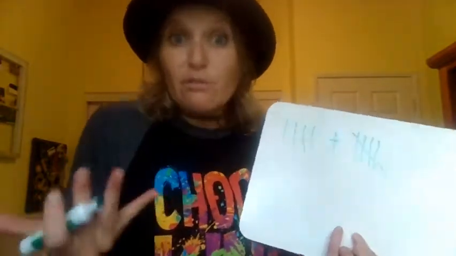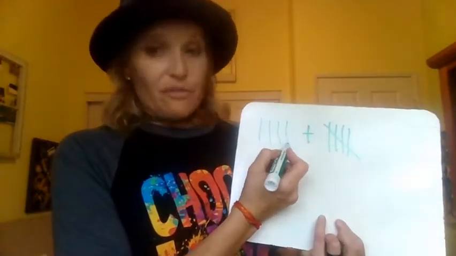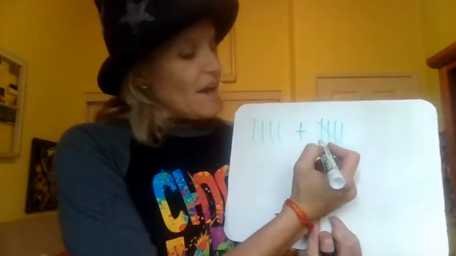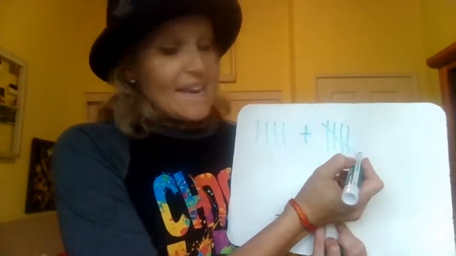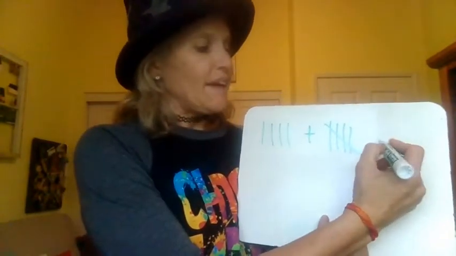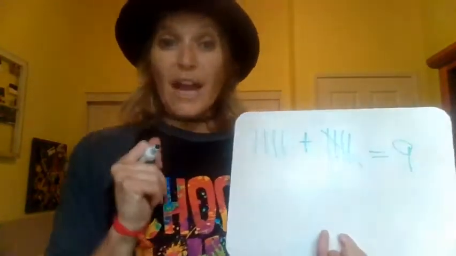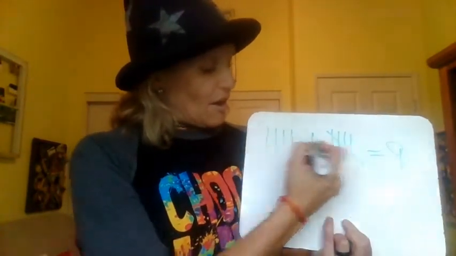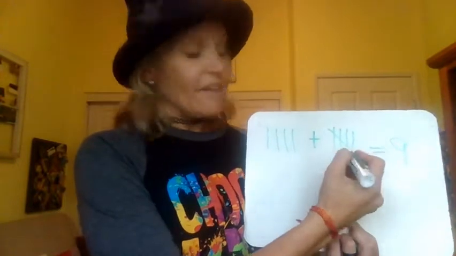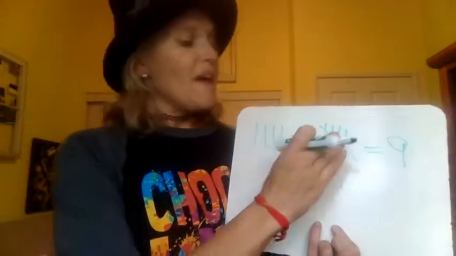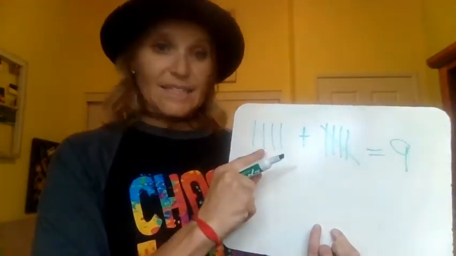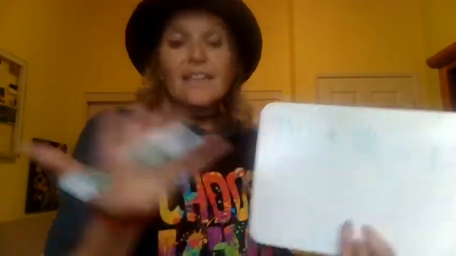There's a couple ways you can do this. 1, 2, 3, 4, and keep counting up. 5, 6, 7, 8, 9. So that equals 9. Or I could have done, my bigger number is the 5, and then I put that in my head and I count up. 6, 7, 8, 9. He has 9 carrots.